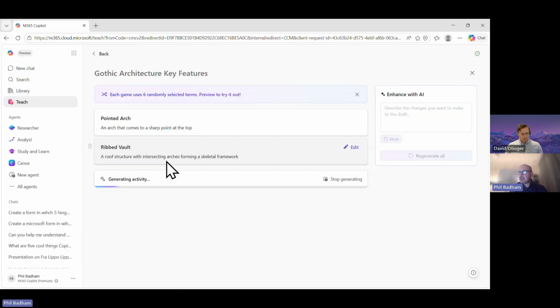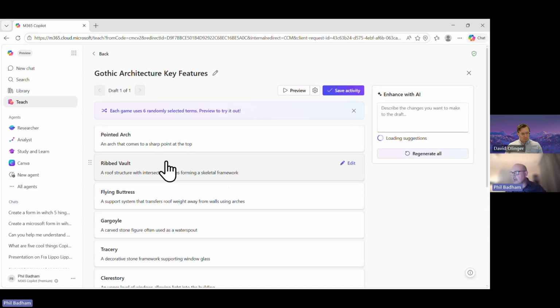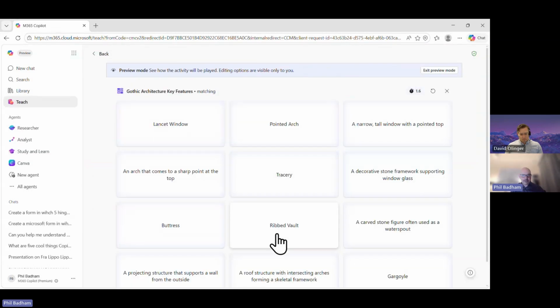It's going to take 6 randomly selected terms, and then I'm going to preview this to try it out. So let's preview the activity, see what it looks like. Let's start the game. So there we go. I've got my definitions, and they're all mixed up with various terms.